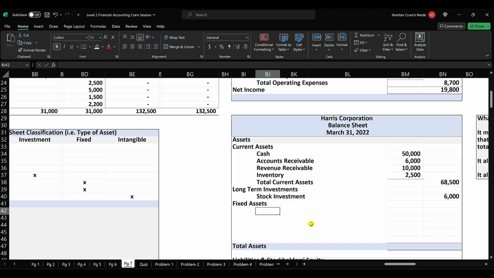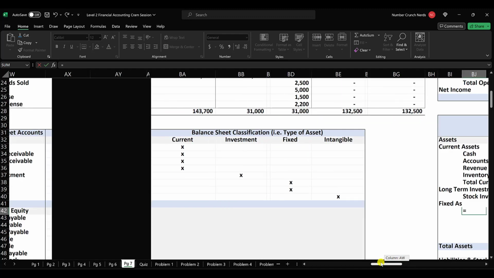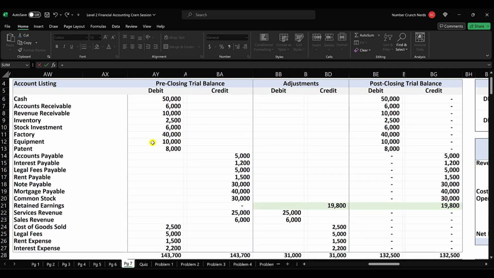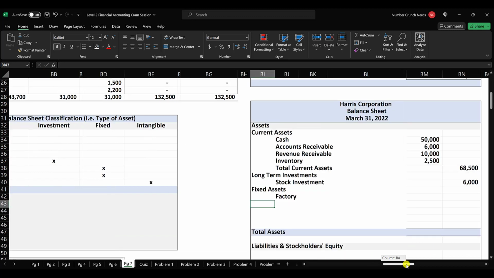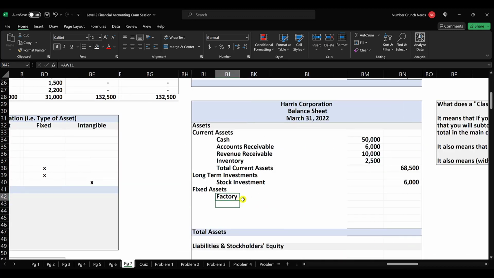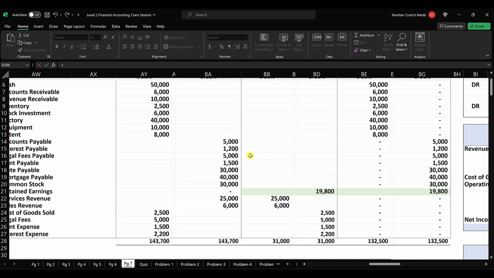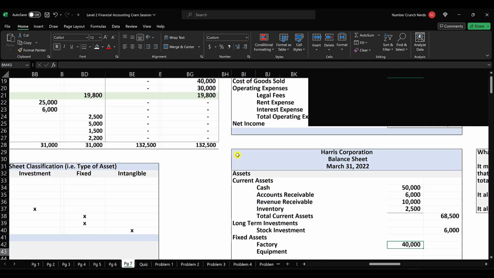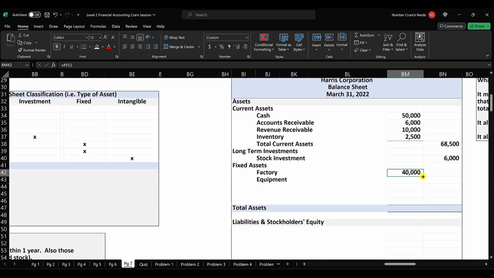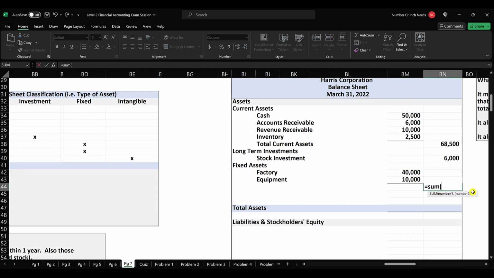Okay. And what we have there is, let's see, we have 2. We have factory and we have equipment. So I'm going to do a subtotal for those. I'm going to put them right here. I'm going to go over here. I'm going to grab my factory and equipment. I'm going to put a line here to show that we're doing a calculation. I'm going to sum these up and get 50.